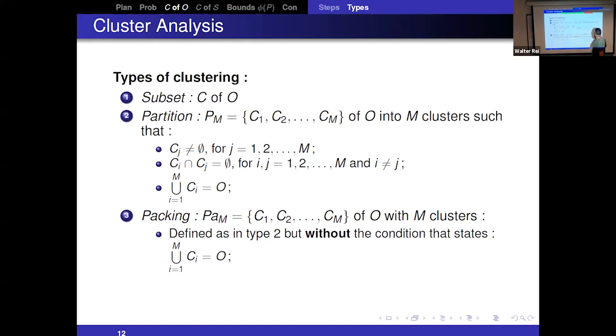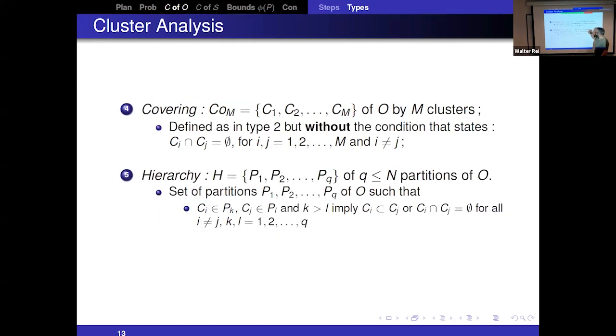A packing is basically a partition, but you're relaxing the condition that the union will give you the original set. A cover is the next one. Again, as in a partition, but now you allow entities to be duplicated, possibly among multiple clusters. So you relax this condition here.